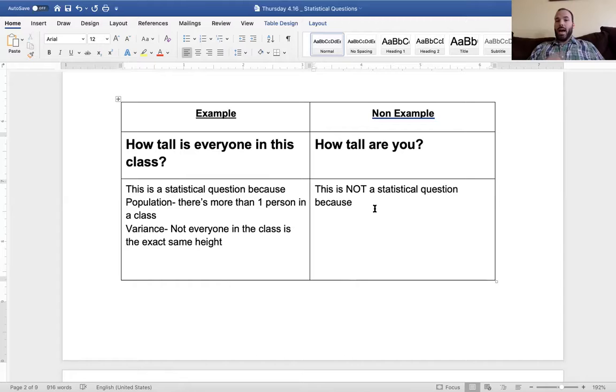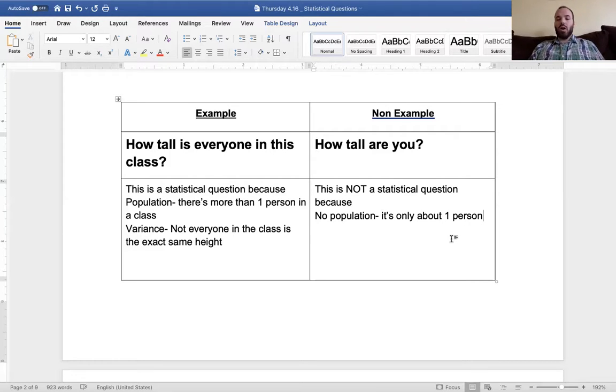The second question, how tall are you? This is not a statistical question. There is no population. It's only about one person, you. So you should be typing just like I'm typing in this here. You should be typing on your computer. If you're not working on a computer or can't type in, you should be writing this on a piece of paper and you'll send me that picture.